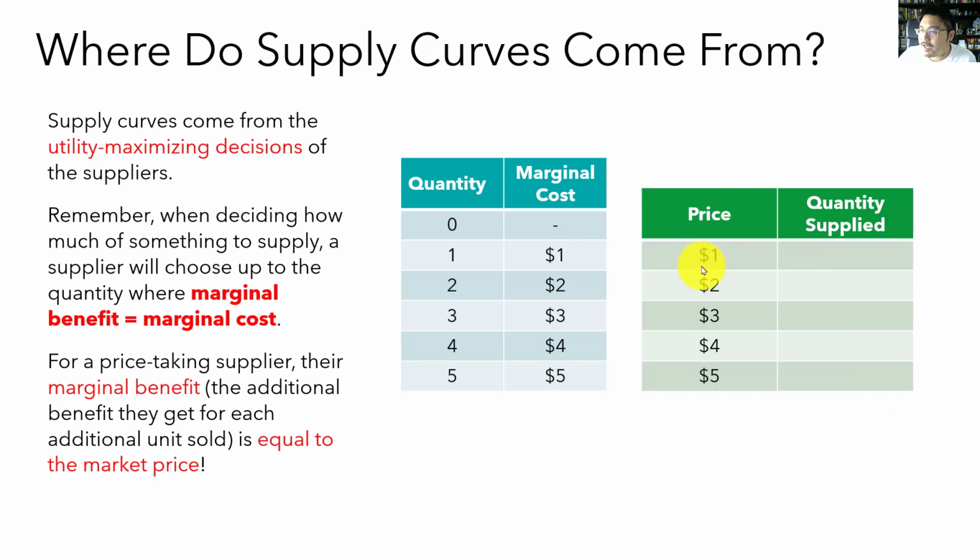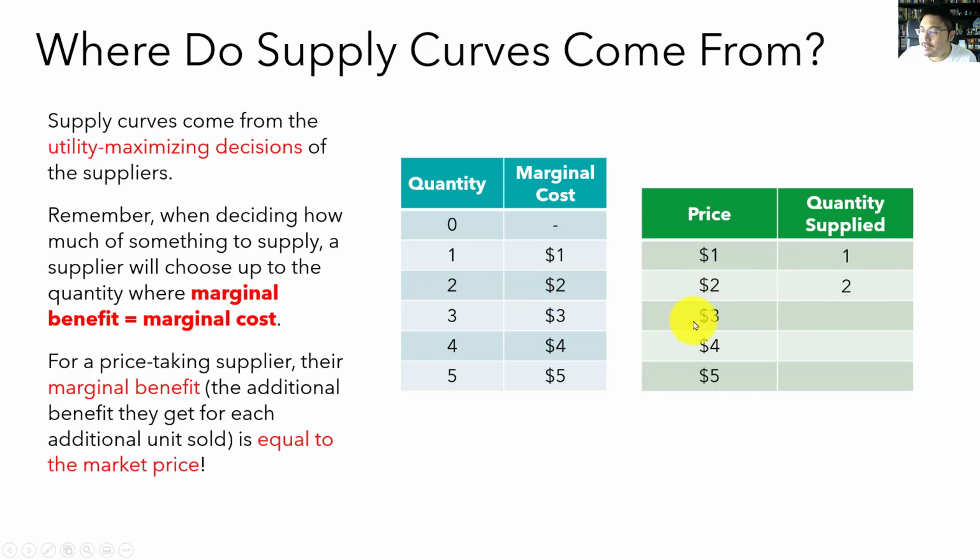If the price is $1, what does that mean? It means their marginal benefit is $1, right? And so they're going to produce up to the point where their marginal cost is $1, and that happens at a quantity of 1. So the quantity supplied at $1 is just 1. At a price of $2, their marginal benefit is $2. They're going to produce up to the point where their marginal cost is $2, and that happens here at a quantity of 2. So their quantity supplied will be 2.